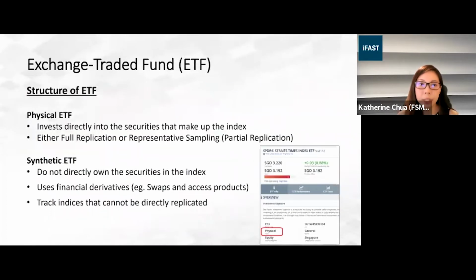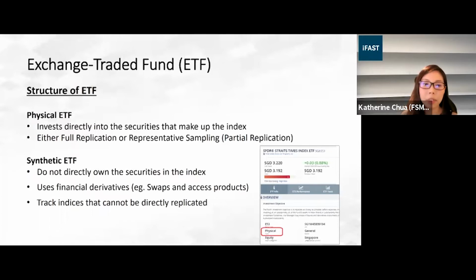For the ETF to replicate the underlying index, it can do a physical replication, or it can use synthetic options. A physical ETF means that the fund directly holds the securities that make up the index. Sometimes, due to liquidity constraints, or because there are too many holdings inside the index, the ETF might do a partial replication instead of a full replication. The ETF will then hold a selective basket of index constituents that best represents the index itself.